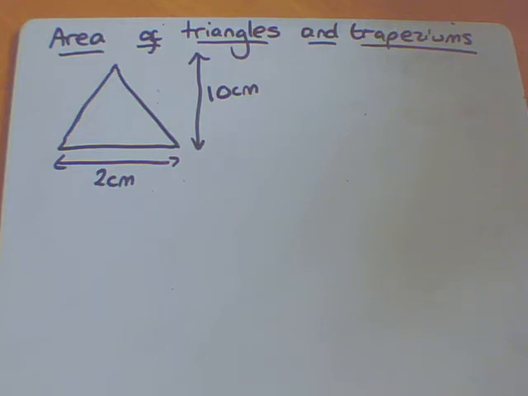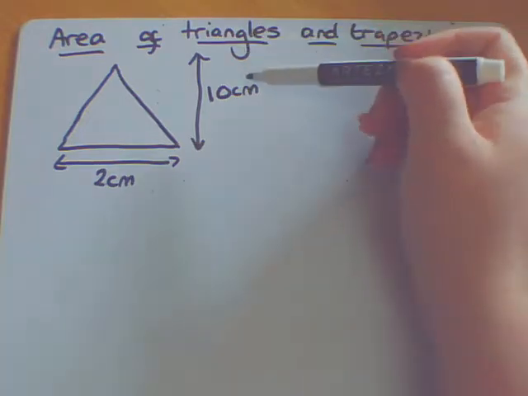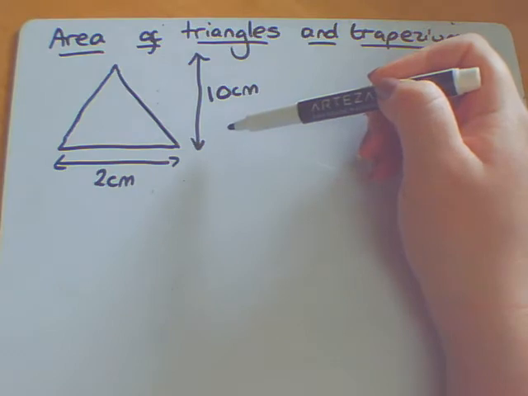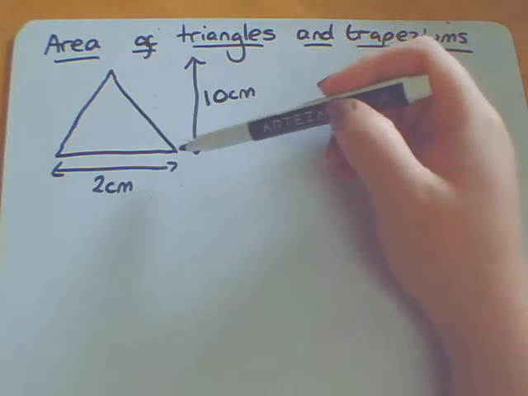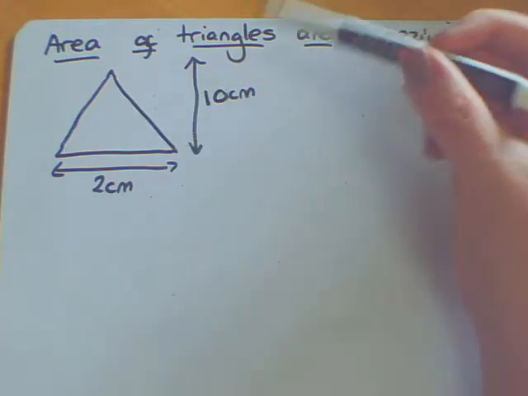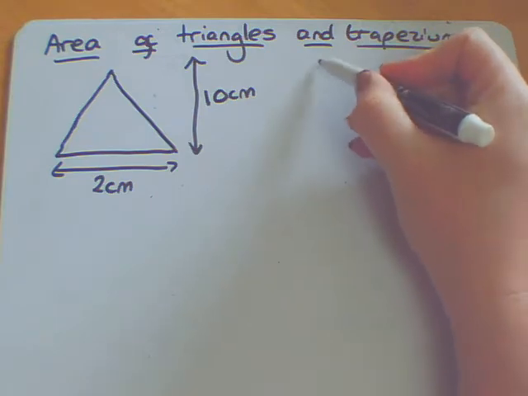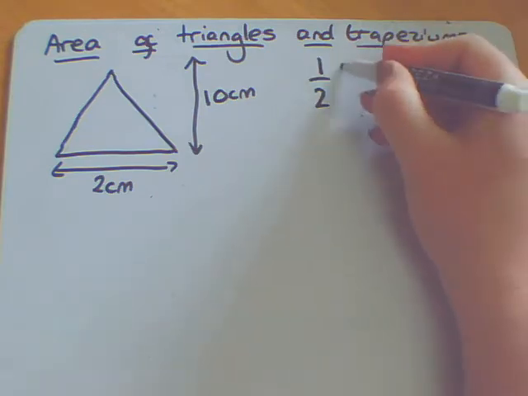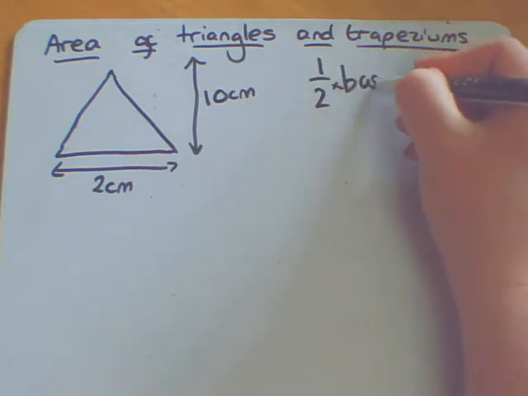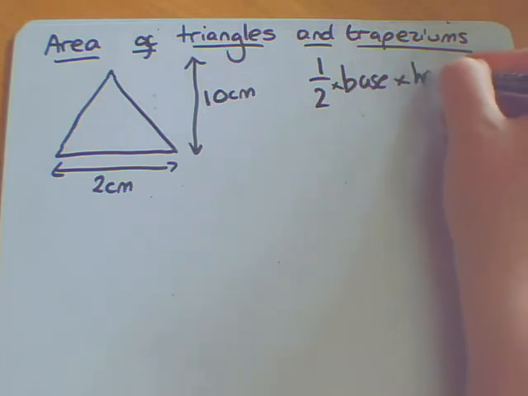Hiya, we're going to have a look at area of triangles and trapeziums. So here we've got a triangle. I've labelled it. I have a vertical height of 10 centimetres and I have a base of 2 centimetres. The formula we need for a triangle is half times base times height.